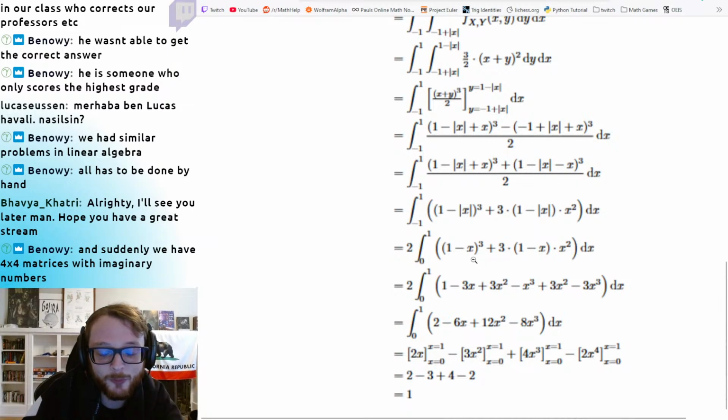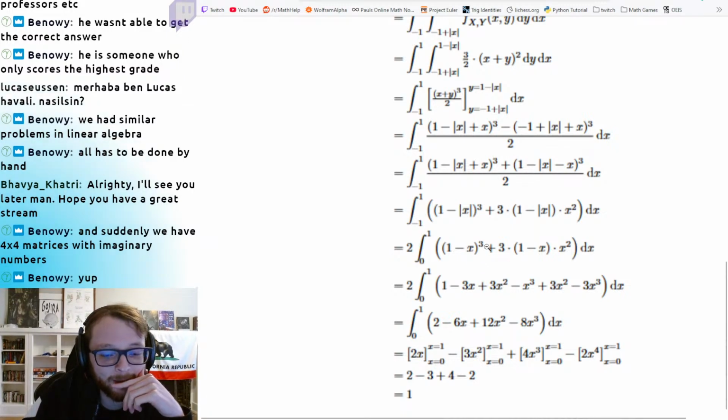And you still have to multiply out a cubed. This is terrible. This is why a change of variables is way better.